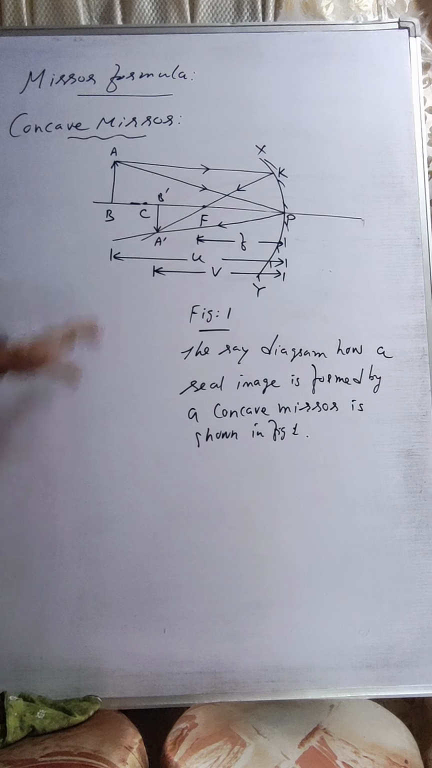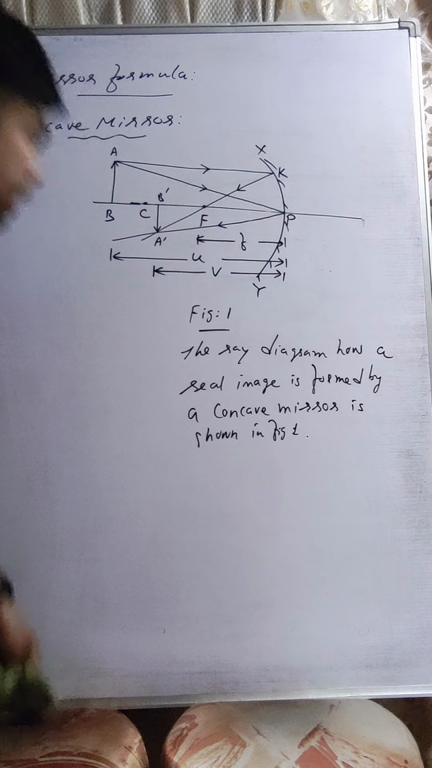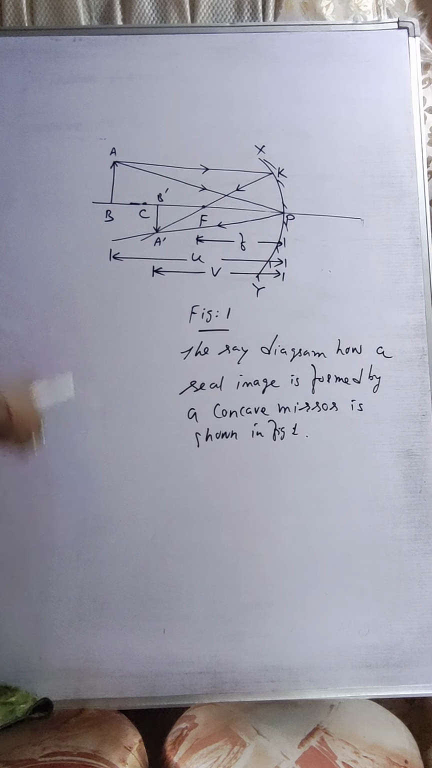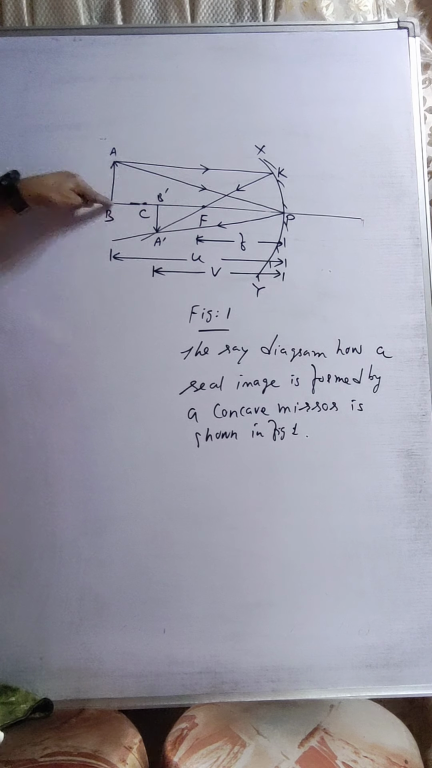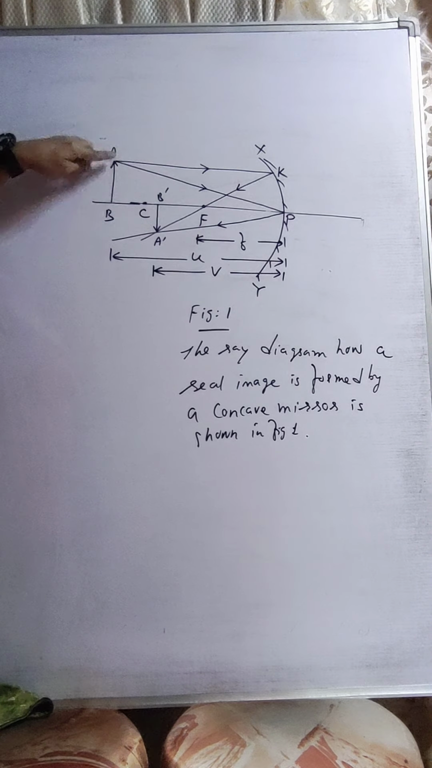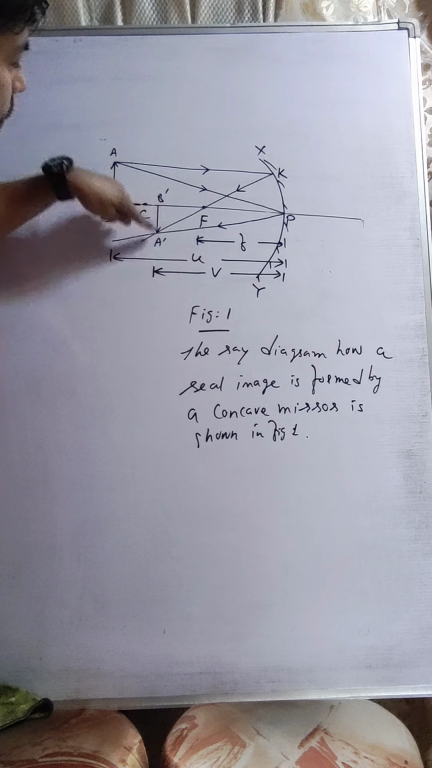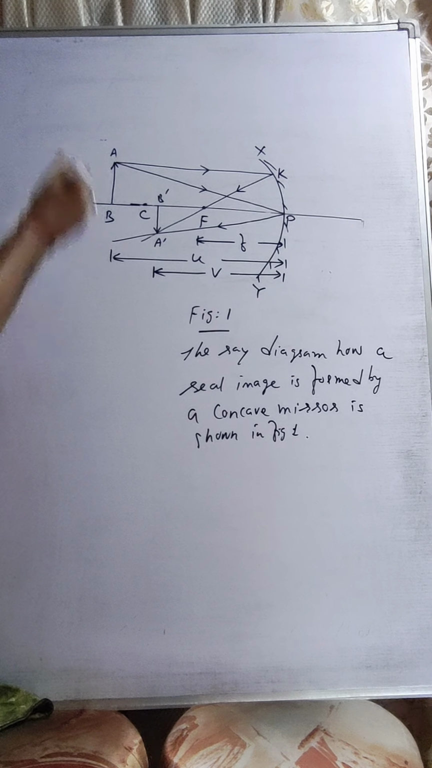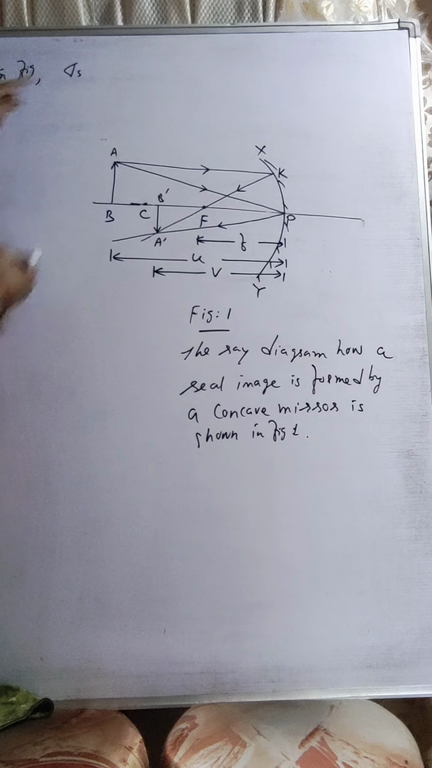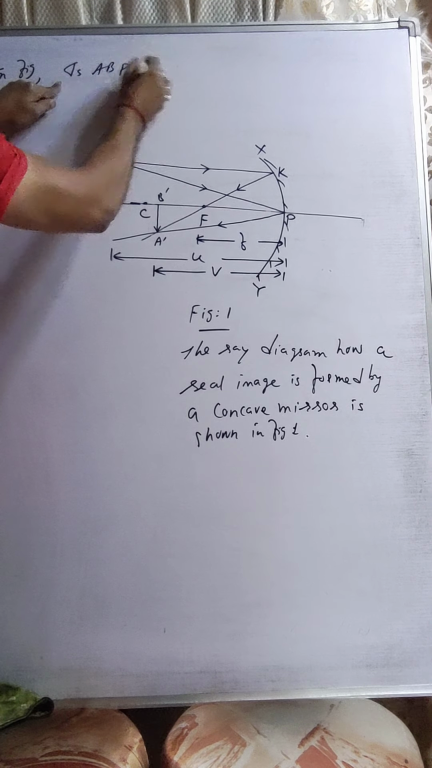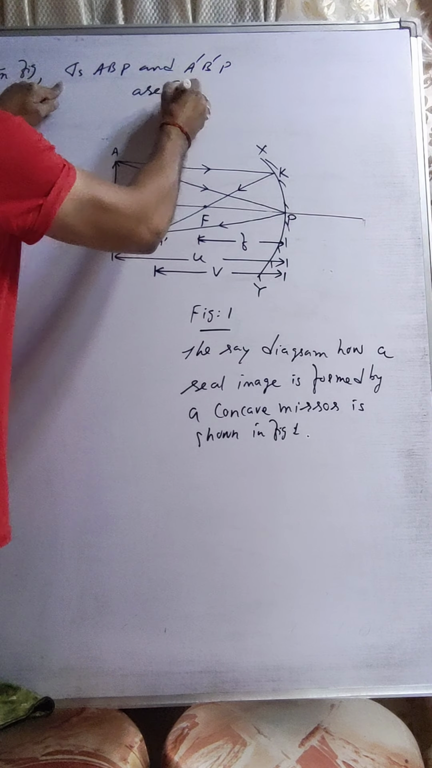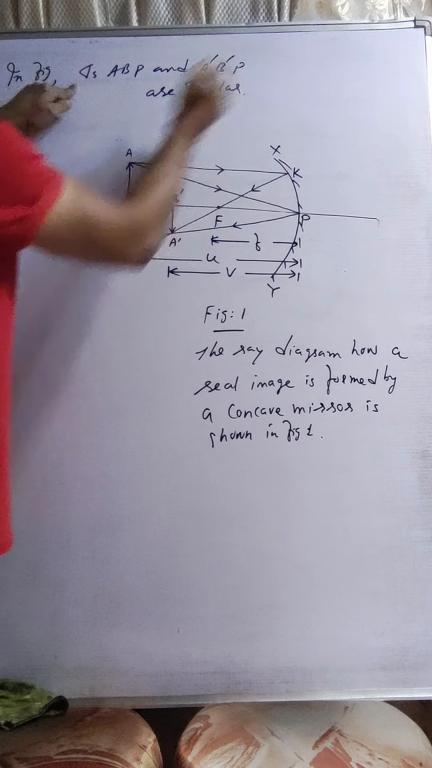Okay, now let us look at the figure. Here you see there are two triangles which are similar: triangle ABP and triangle A dash B dash P. These are two similar triangles. In the figure, triangles ABP and A dash B dash P are similar.